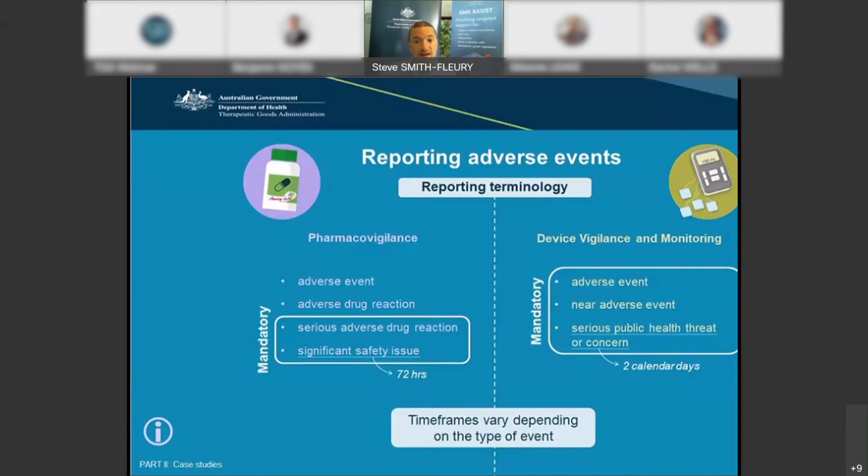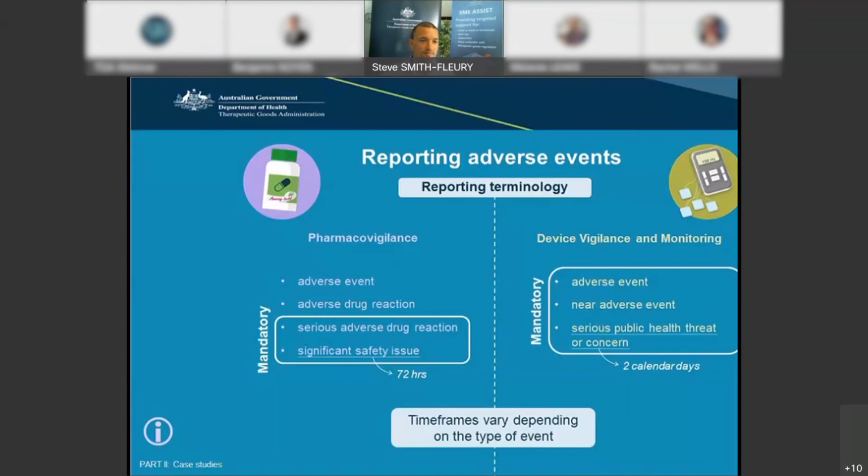Now, all of these terms that we've discussed there around medical devices are mandatory for you to report to the TGA. Now, timeframes will vary depending on the type of event. Timeframes are strict and are in calendar days. So this means that public holidays and weekends are not exempt. It's important that you read relevant guidance material to understand the required timeframes, which you can find in the information links that we've provided. As an example, a significant safety issue for medicines need to be reported within 72 hours, and serious public health threats or concerns for devices need to be reported within 2 calendar days.